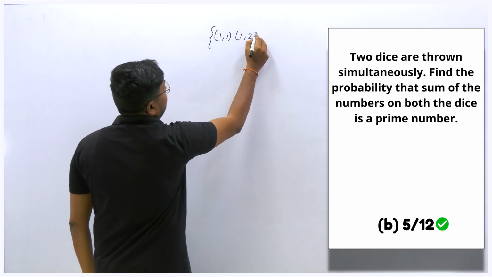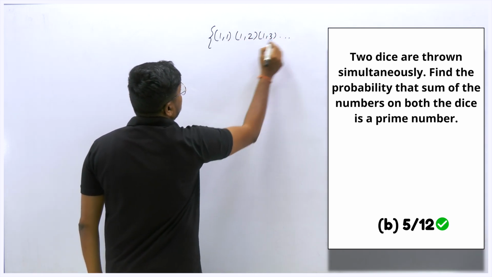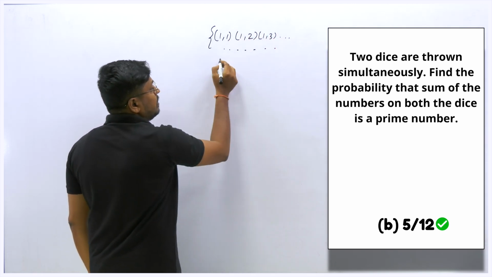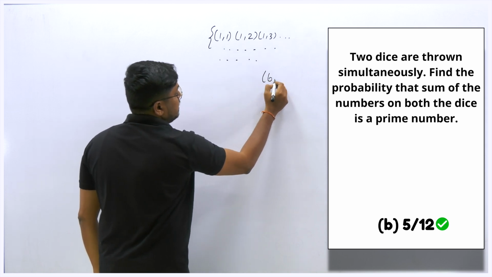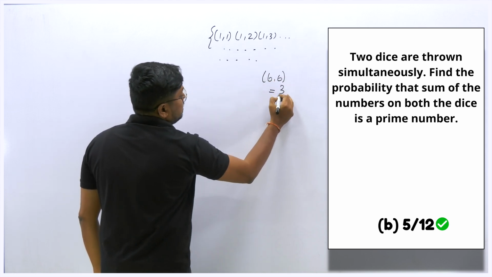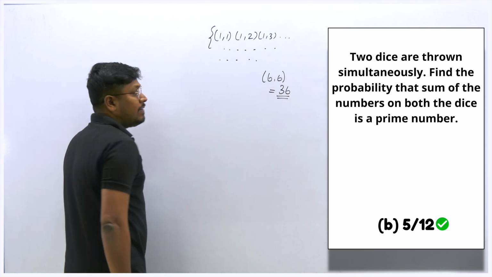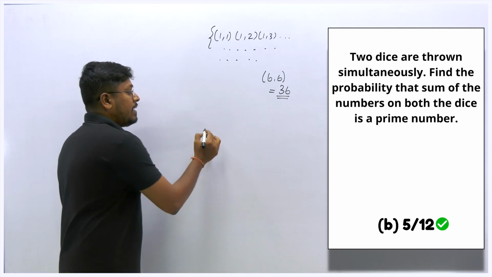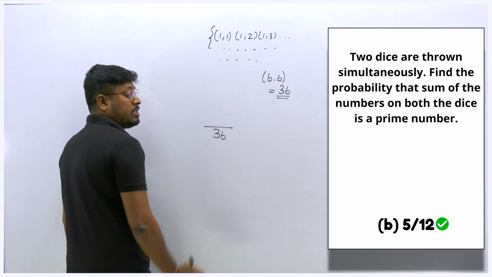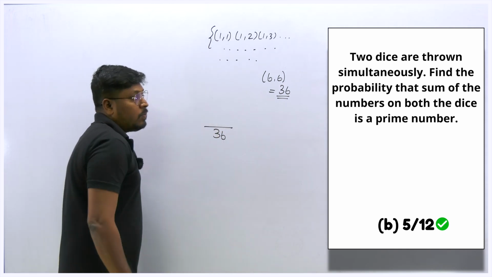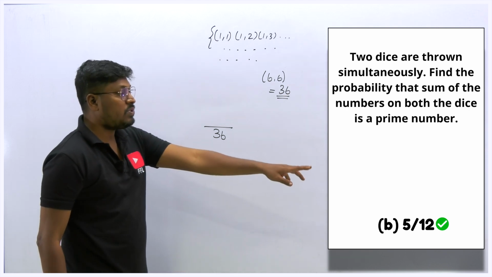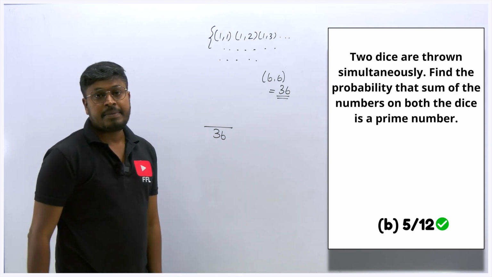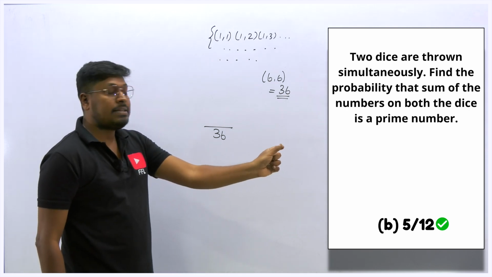So 1, 1, 1, 2, 1, 3, it goes on. Similarly 2, 1, 3, 1, it goes on till 6, 6. So the total possible outcomes when 2 dice are thrown will be 36. So now divide by 36, always the total possibility. And here the numerator, what they are saying is sum of the numbers on both the dice is a prime number. So when you add both the numbers, the resultant should be a prime.